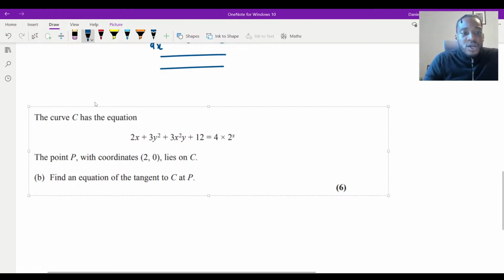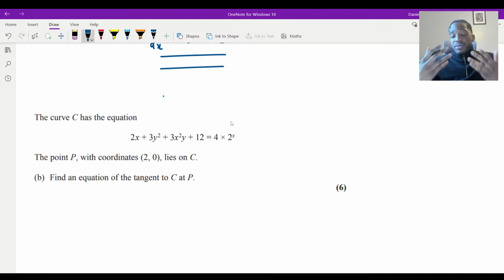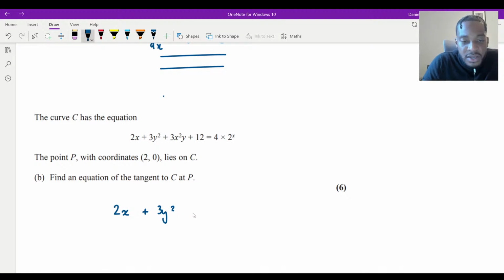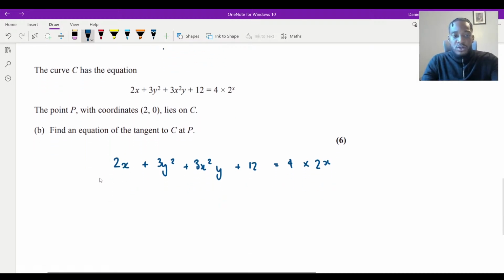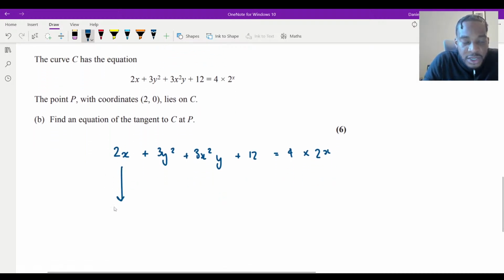So we need to find the equation of the tangent, right? To find the equation of the tangent, you need to differentiate, obviously. Now, this is not in terms of x or y, so we need to use implicit differentiation. So this one is going to be 2x + 3y² + 3x²y + 12 = 4 × 2^x. We need to differentiate with respect to x as we go along.